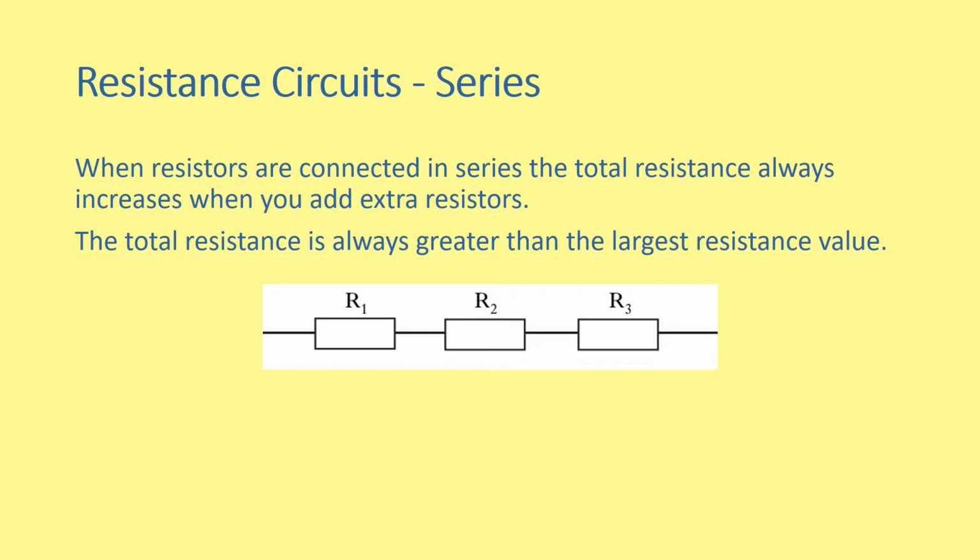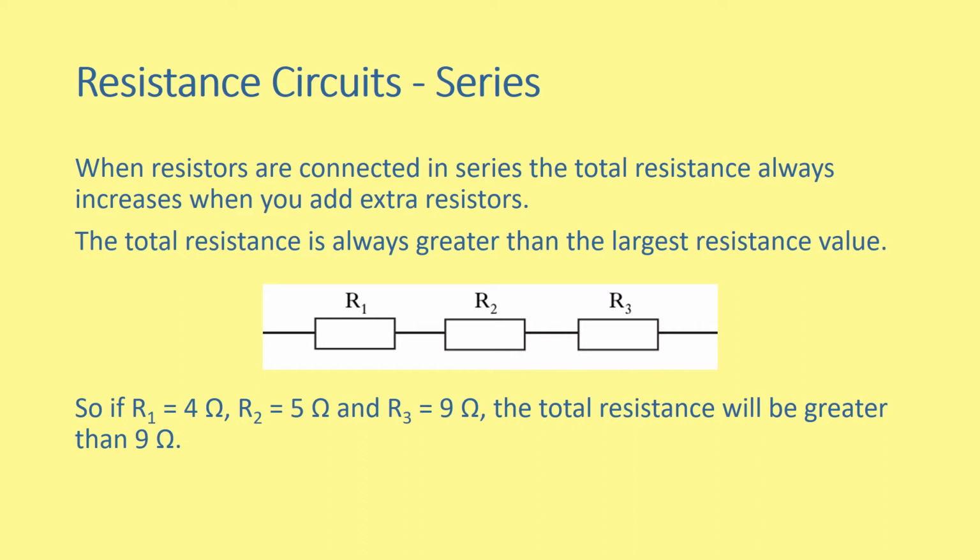So here we have resistors connected in series, so we can say if R1 is equal to 4 ohms, R2 is equal to 5 ohms, and R3 is equal to 9 ohms, the total resistance will be greater than 9 ohms. In actuality, the total resistance here is going to be the sum of all of those values. It's going to be 18 ohms.